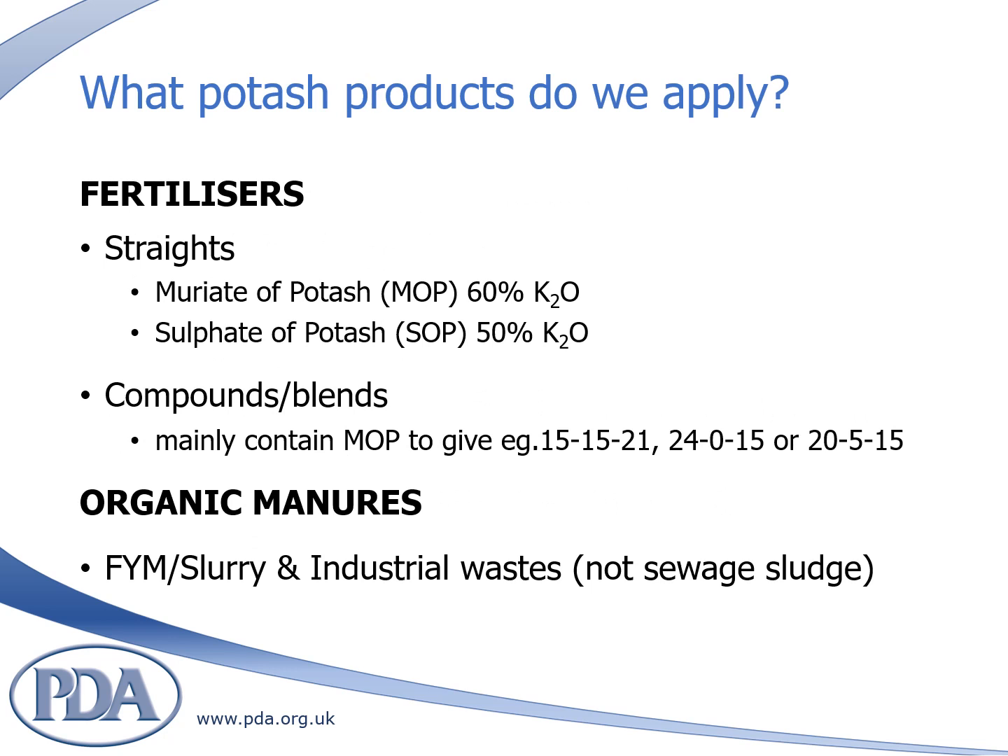Potassium applications. Potassium can be supplied through either fertilizers or organic manures. Fertilizer products can be either straights, which are predominantly single nutrient products. Two examples of potassium are muriate of potash, MOP, which is typically 60% potassium, or sulfate of potash, SOP, which is typically 50% potassium. MOP is more widely used as this is a cheaper source of potassium.